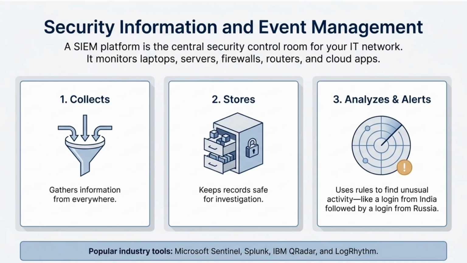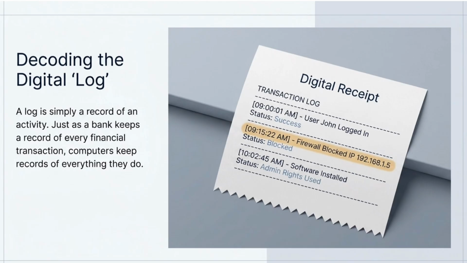Think of it like this. Imagine a big company has hundreds of computers, servers, firewalls and applications. Each one of these generates logs every second. A log is just a small record that says what is happening. For example, firewall blocked an IP address. Now, no human being can manually check thousands of logs every day. That is where SIEM comes in. SIEM collects all these logs in one central place. Then it uses rules and analytics to find unusual activity. For example, if someone tries to log in from India, then 2 minutes later from Russia, that is unusual. SIEM will flag it as a possible security threat.